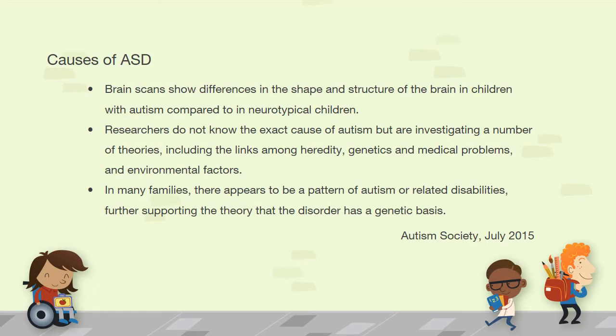While we don't know the exact cause of ASD, we do know some of the common factors for those who are on the spectrum. We know that brain scans show differences in shape and structure of the brain in children with autism compared to in neurotypical children. We also know that in families there appears to be a pattern, so there is definitely a genetic basis for some of these kiddos.